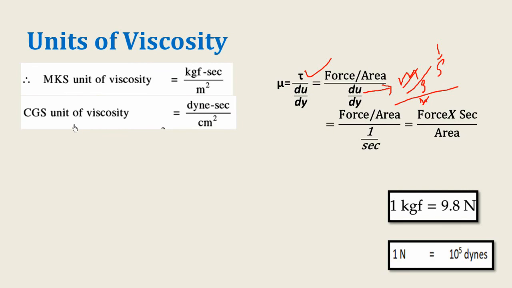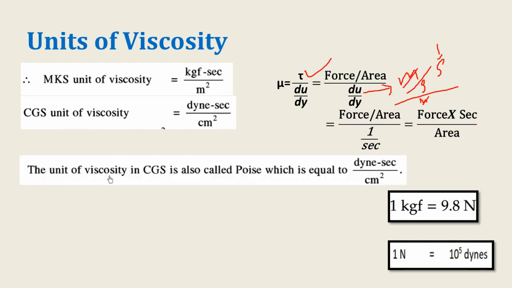Then coming to the CGS units, in CGS units force is replaced by the dyne. Second is a second, and area is represented as centimeter square, because CGS is centimeter-gram-second. So the units of viscosity in CGS are dyne second per centimeter square. The CGS unit of viscosity is also called the poise. Poise is nothing but dyne second by centimeter square.